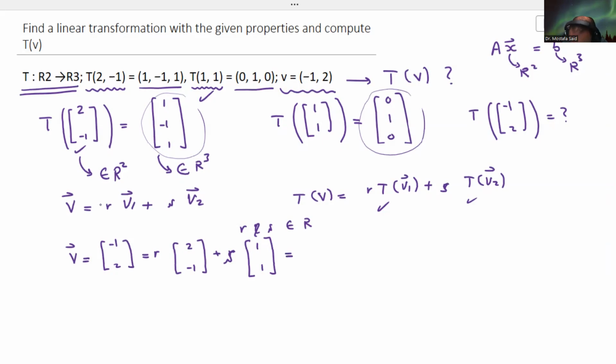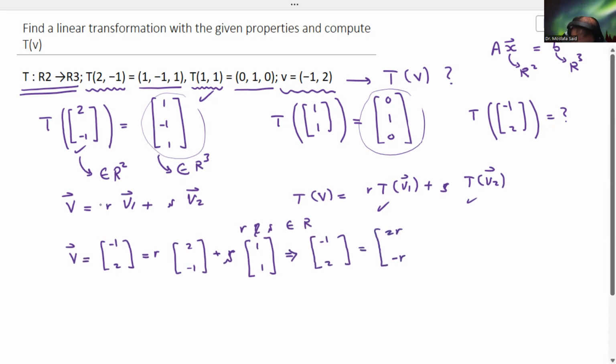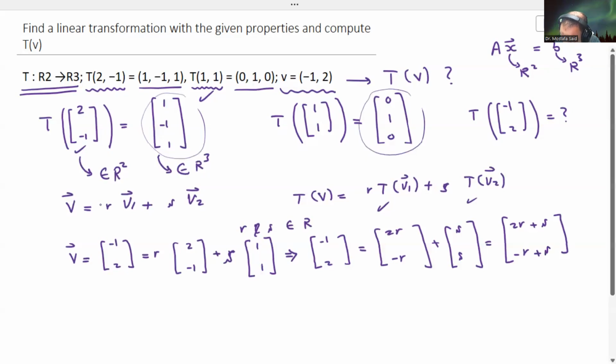So let's write this down again. (-1, 2) equals R times (2, -1) plus S times (1, 1). I just multiplied R into the first vector and S into the second vector. Then you can add them up: 2R plus S, and minus R plus S.